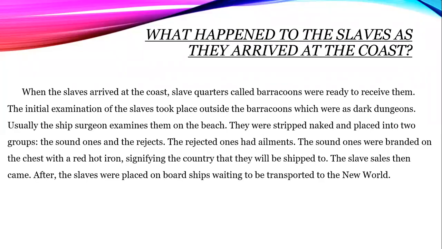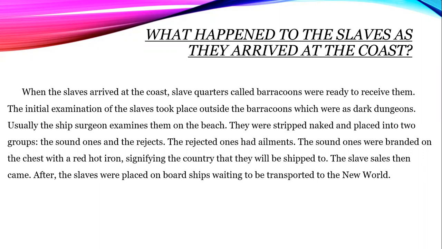What happened to slaves as they arrived at the coast? When they arrived at the coast, slave quarters called barracoons were ready to receive them. The initial examination of the slaves took place outside of the barracoons, which were like dark dungeons. Usually, the ship surgeon examined them on the beach.